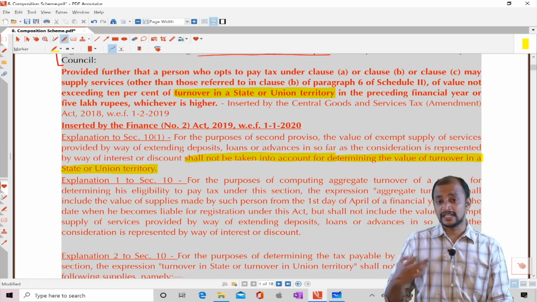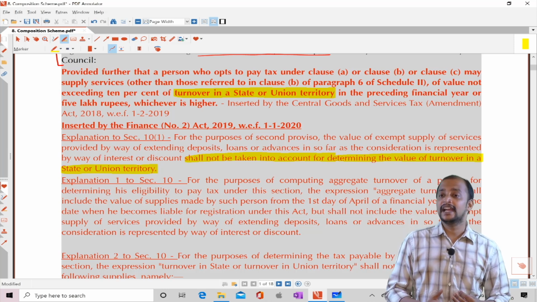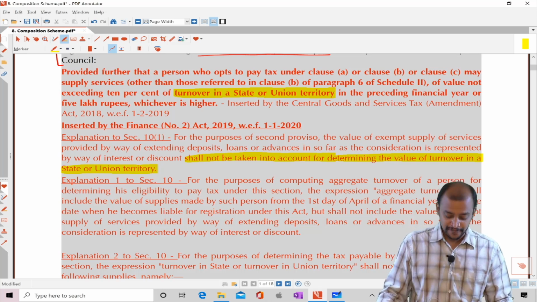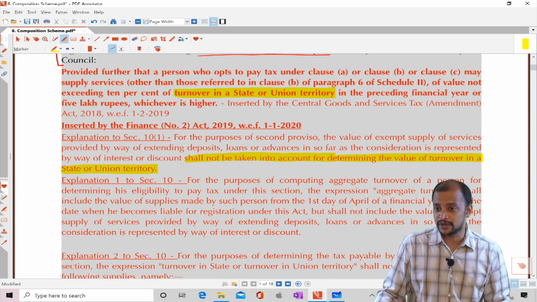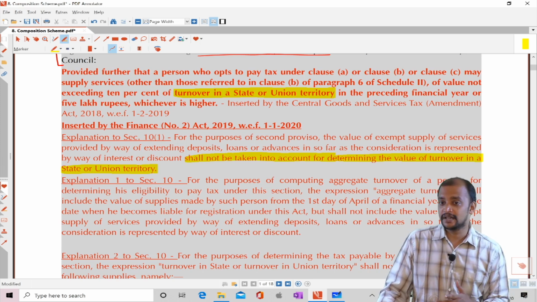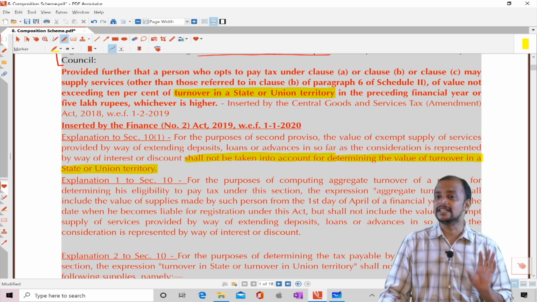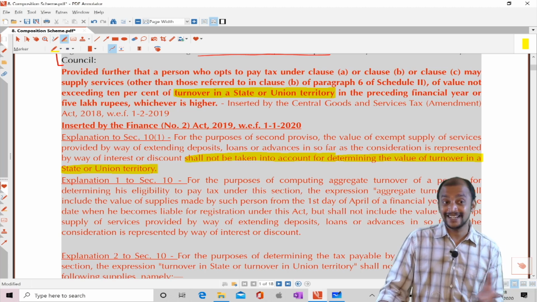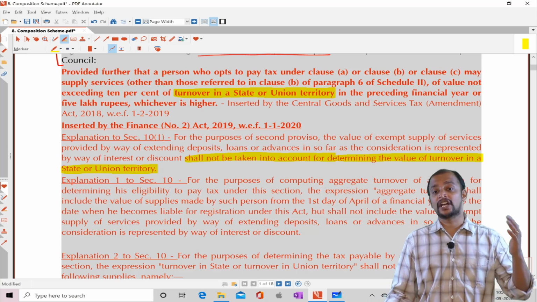Okay, now there is another interpretation also that is possible here. You may say, take the previous year turnover, and because turnover in the preceding year, take the previous year turnover, take out the interest income, and on the balance you calculate 10%. So that is not the meaning, because if that is the meaning, they should have given the explanation while computing the turnover.